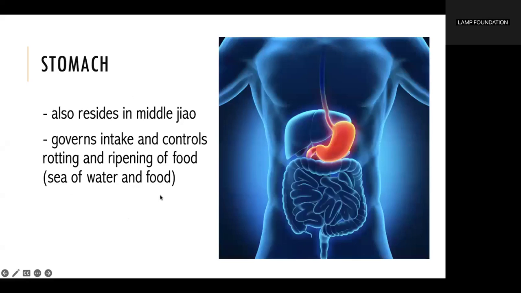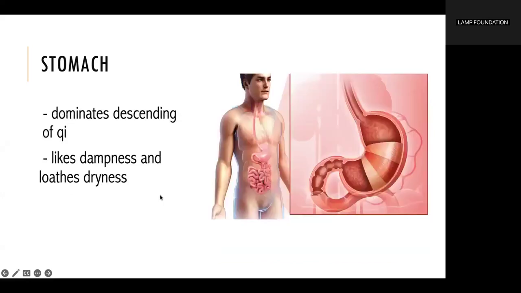The stomach also resides in the middle jiao, and it governs intake and controls the rotting and ripening of food, so it is called the sea of water and food. Contrary to the spleen, the stomach dominates the sending down of qi and likes dampness and loathes dryness.